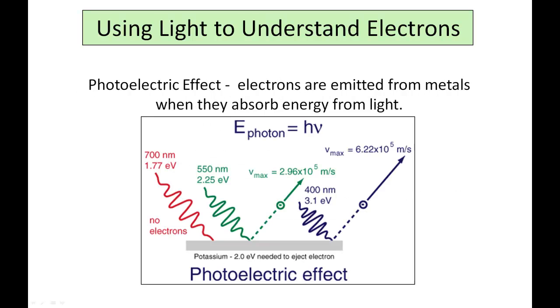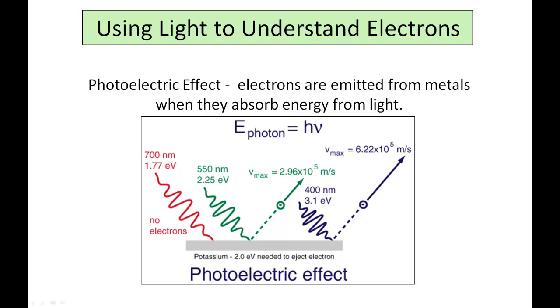One of the main discoveries that helped us develop the quantum mechanical model was the photoelectric effect. This says that electrons are emitted from metals when they absorb energy from light. If you look at this metal of potassium here, you'll notice it's hit with 3 different wavelengths of light. Remember that red has a longer wavelength and lower frequency than the purple that's on the right side. When we hit the metal with the red light, no electrons were emitted. It didn't have enough energy to emit electrons. And as we hit the metal with green light, electrons were emitted. And purple light, electrons were emitted still.